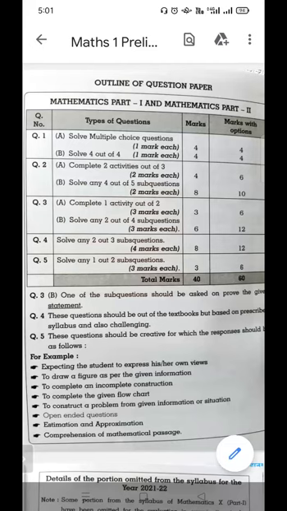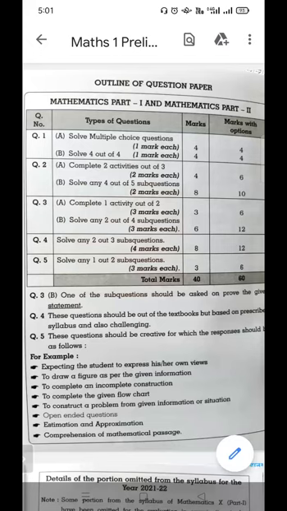Then question number 2B, solve any 4 out of 5 sub questions. They are also 2 marks each. So it consists of 8 marks. Question number 3A, complete 1 activity out of 2. It is also an activity based question and 3 marks for 1 activity. Then solve any 2 out of 4 sub questions, 3 marks each, total 6 marks.